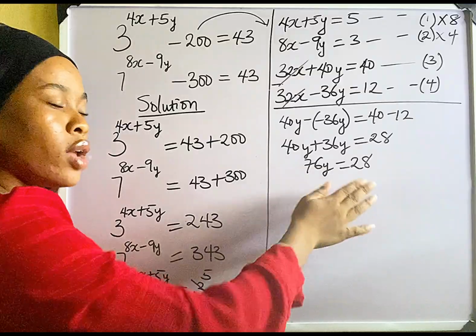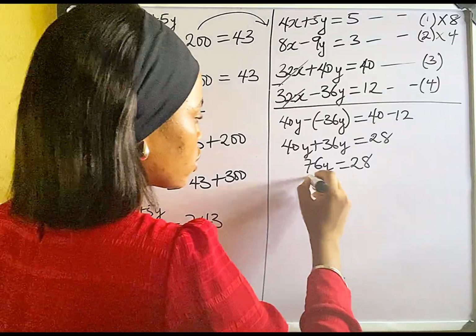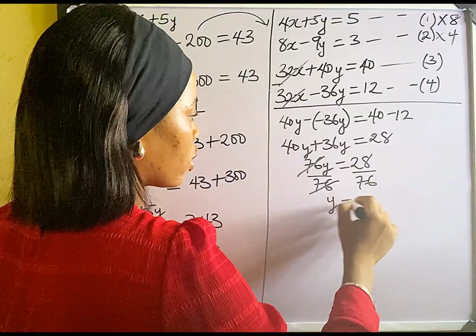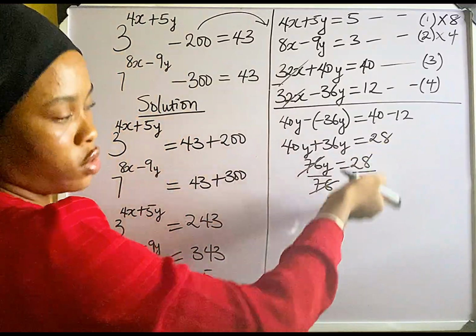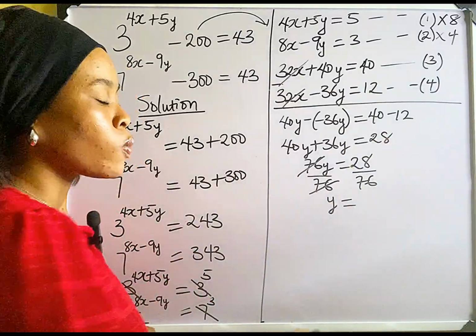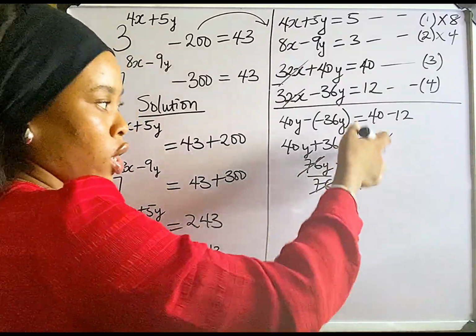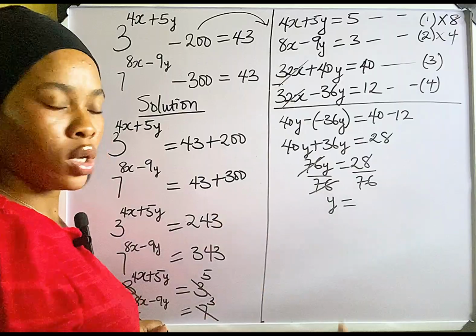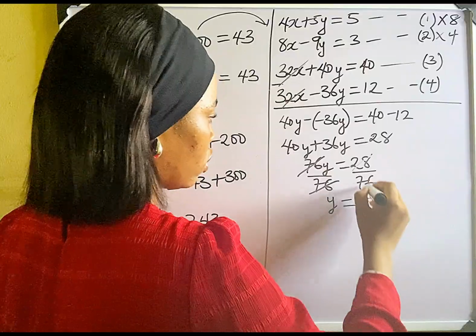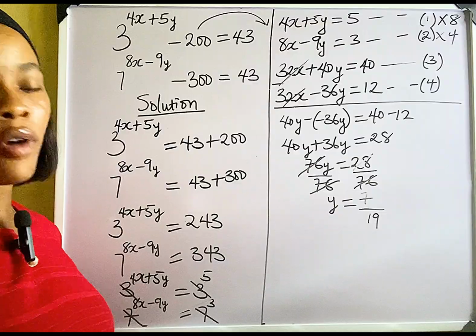So from here we are looking for y, so we simply divide both sides by the coefficient of y, which is 76. So we divide both sides by 76. 76 cancels 76, y equals 28 over 76. Now we can choose to leave our answer in this form because it is a proper fraction. You can see that the denominator is bigger than the numerator, but rather we see that it's possible for us to reduce it to its lowest term. So reducing this, 4 here gives 7, 4 here gives us 19. So now we have our value for y.